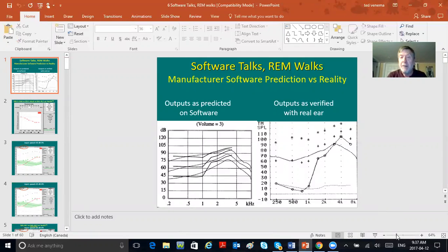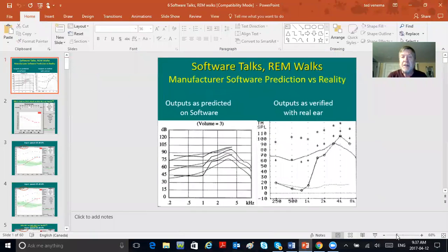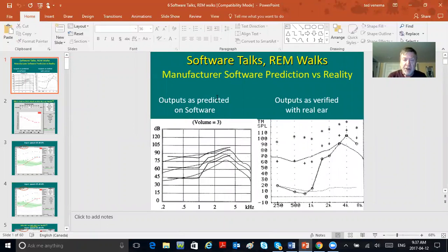I'll make it a little bit larger here. Well, not too big. We'll just leave it. Okay, so here are the manufacturer software predictions. They're showing you outputs for loud inputs, outputs for average inputs, outputs for soft inputs. It looks like the targets are the thicker lines, and the hearing aid response that the manufacturer is predicting are the lighter lines, and they look like a pretty good match. Well, look at the middle one only. Let's take that middle one.